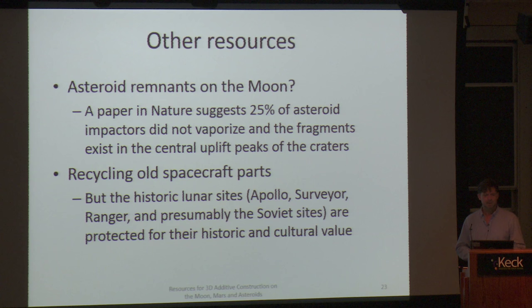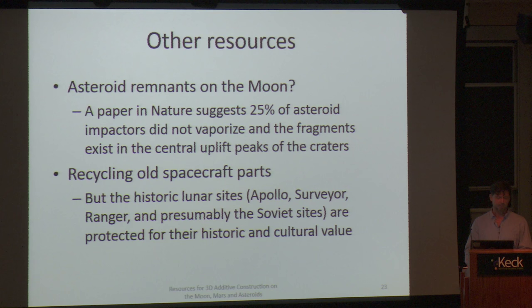There was a paper in Nature recently which suggested that 25% of asteroid impactors did not vaporize on impact, and the fragments of those asteroids can be found in the central uplift peaks of the impact craters. So if you could find a large crater that was formed by an M-class asteroid, there could be pure metal on the moon, perhaps. Recycling old spacecraft parts is another really important thing to consider for resources on the moon.